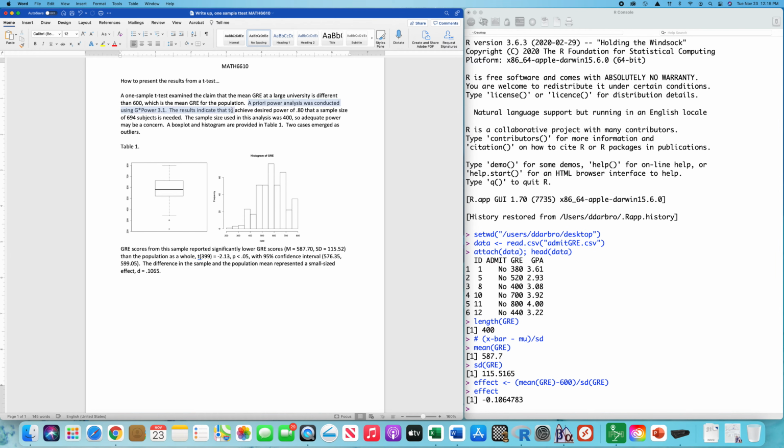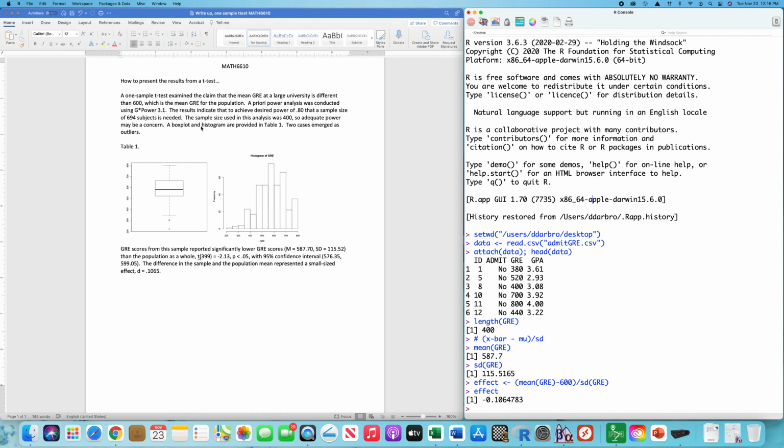So in complete transparency in reporting my results, first of all, I state the program used to calculate the power. The next thing I do is report that we need a sample size of 694. In complete transparency, I say that adequate power may be a concern because this analysis was done with a sample size of 400. And you can see over here, this is where I calculated the sample size.